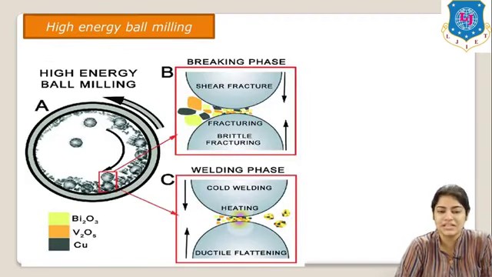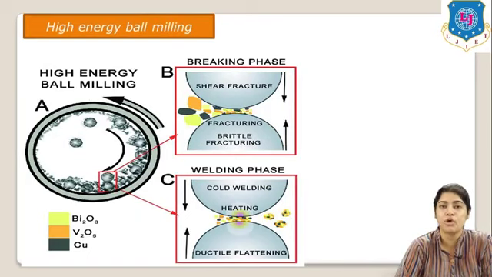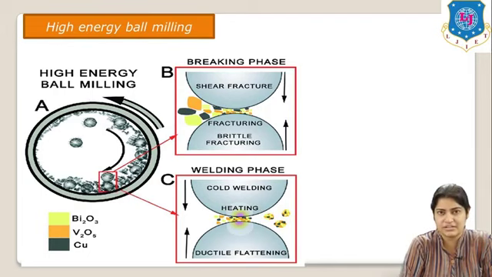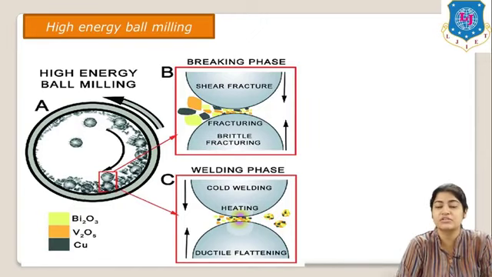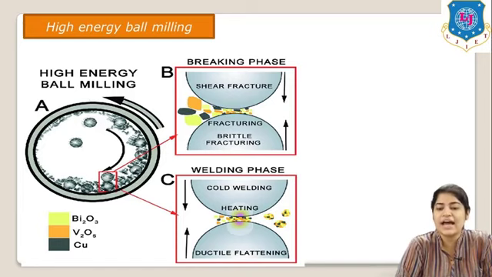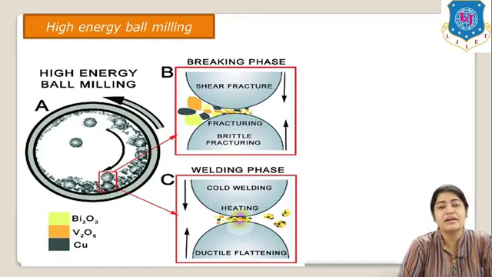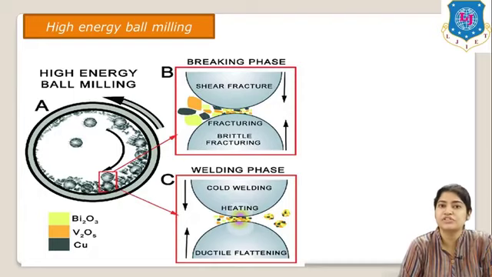Here you can see the schematic figure of the ball mill. In figure A, you have a cylinder in which metal balls are kept. You have three components which are used for the size reduction, on which size reduction is done. One is your breaking phase and the third is your welding phase. You can see how the three components break down because of shear fracture. Because of the stress, the material breaks down.